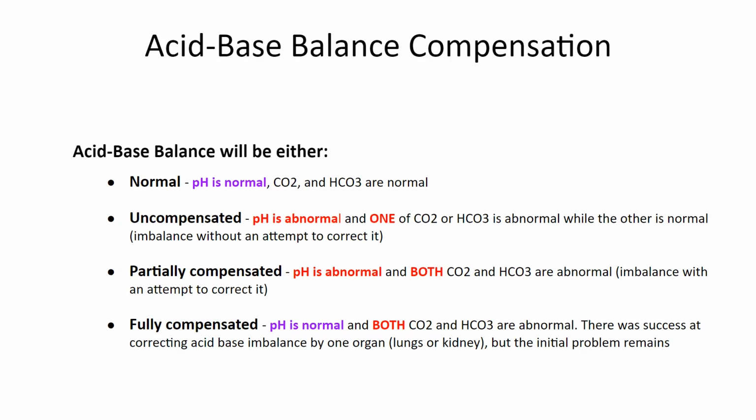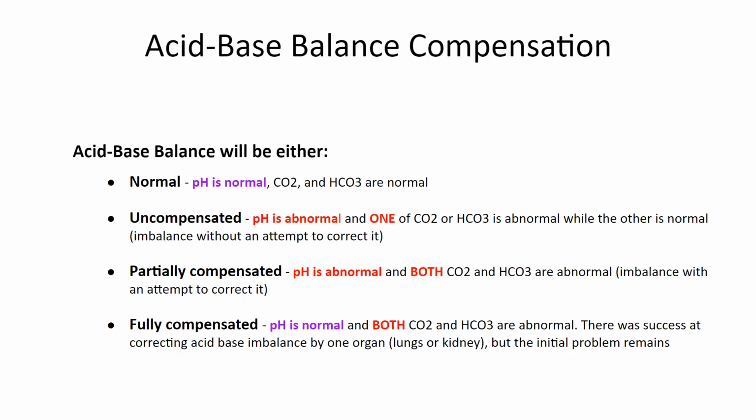A partially compensated acid-base balance will have an abnormal pH and both an abnormal CO2 and abnormal HCO3. One of them is off, causing the pH to be off, and the other is working so hard to bring the pH back to normal that it's also off. But it hasn't worked enough yet to solve the pH problem. That's why it's called partially compensated.